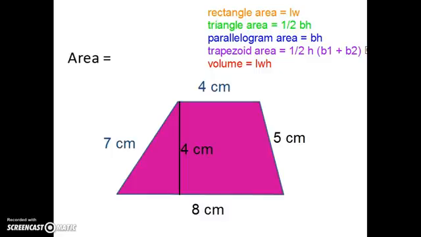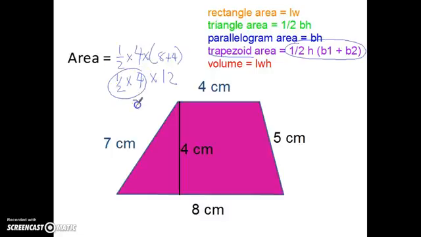I'm looking for the area of this shape, and this particular shape is a trapezoid, so we got the weirdo formula. So 1/2 times the height. The real height's this one in the middle, top to bottom, 4, times base 1 plus base 2, 8 plus 4. So we got 12 times 4 times 1/2. If I do half of 4, that's 2. 2 times 12, 24 square centimeters.